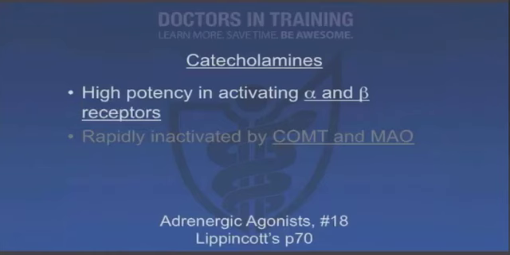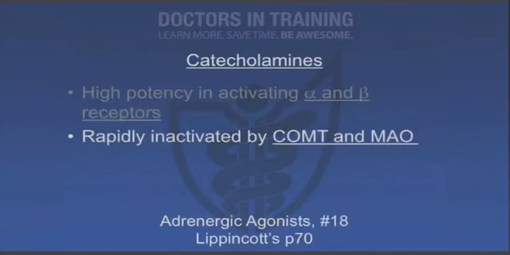So catecholamines as a group have high potency in activating alpha and beta receptors. They are also rapidly inactivated by COMT. I told you it would come up again. Rapidly inactivated by COMT in the synaptic space and by MAO intraneuronally. So COMT is also found in the gut wall. That becomes important.